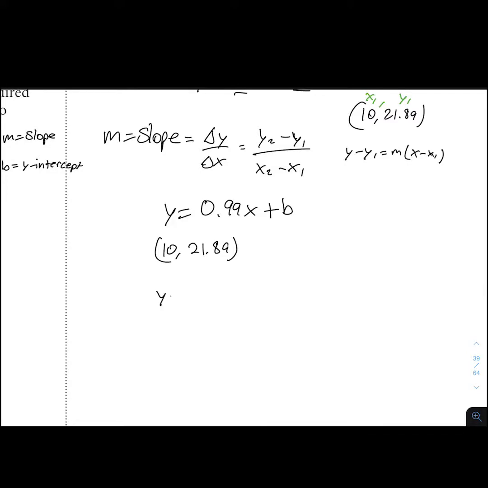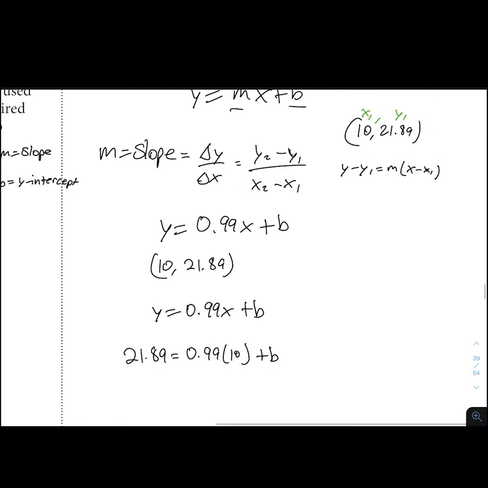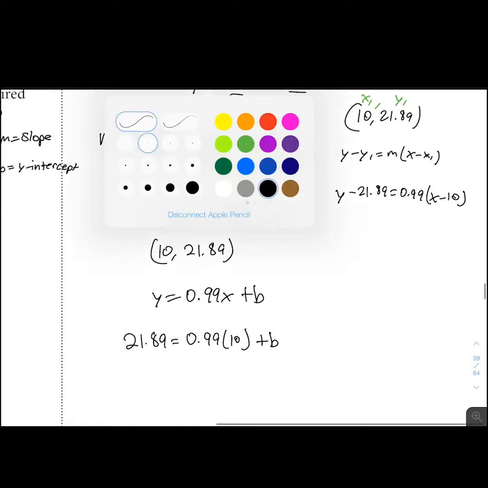So this y equals 0.99x plus b. Instead of saying y, I can say 21.89. And instead of saying x, I can say just 10. Again, I'll show you what this means. So y minus 21.89 equals, my m was 0.99, and x minus 10. It doesn't really matter which way you do.